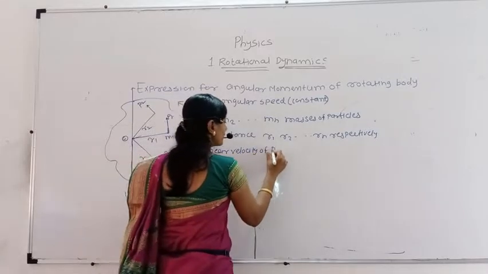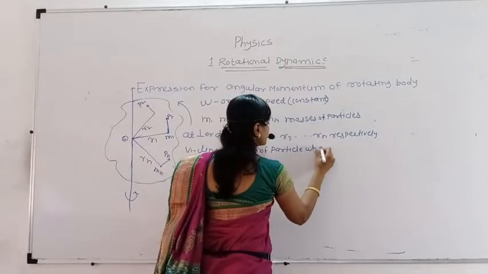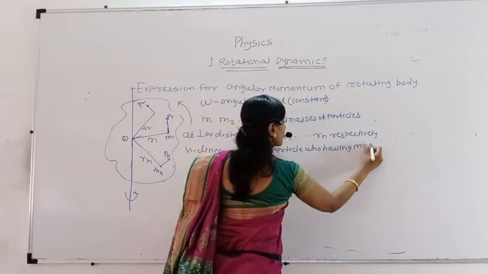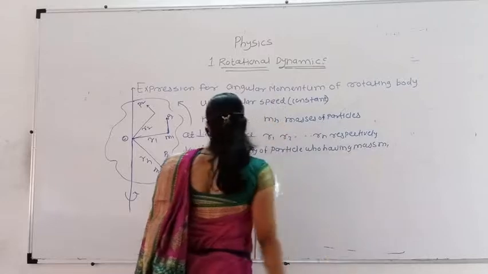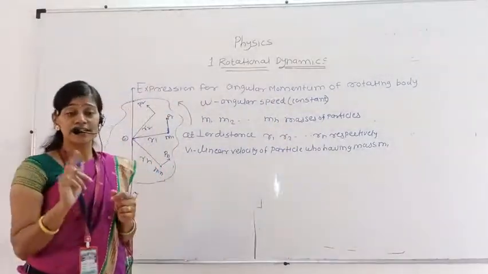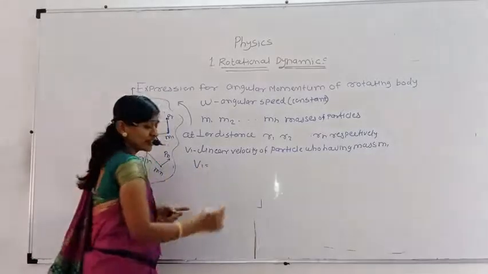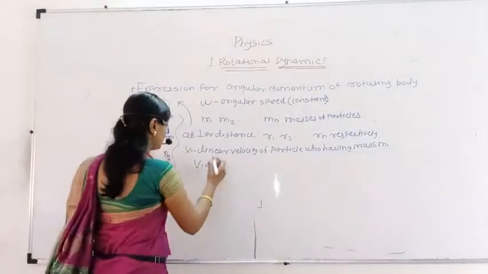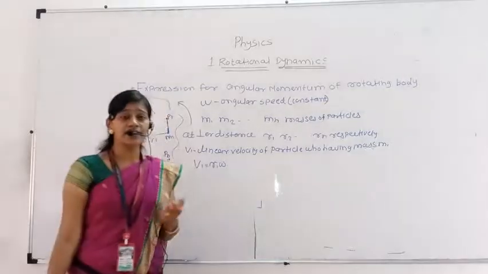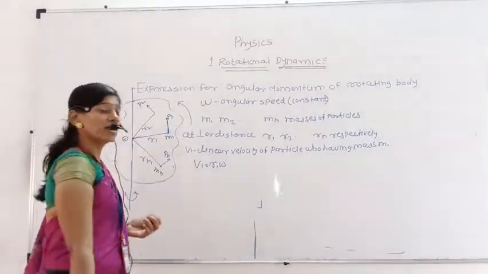of the particle having mass m1. So first we will find v1, the linear velocity of the first particle. After that, similarly we can show the values of the others. So here r1 omega, omega is constant. Once we find the linear velocities, next we have to find the magnitude of linear momentum.